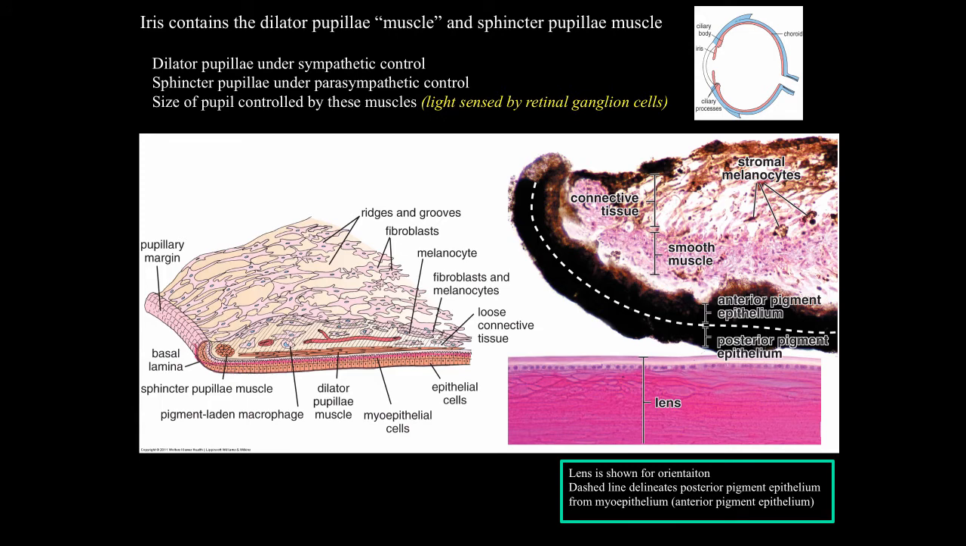The iris contains the dilator pupillae muscle, and again I put that in quotes because it's not a true smooth muscle, the myoepithelial cells, and then the sphincter pupillae muscle, which is a true smooth muscle. In the histological image, this is showing the sphincter pupillae muscle. The dilator pupillae is under sympathetic control, the sphincter pupillae is under parasympathetic control, and the size of the pupil is regulated by these muscles, and light sensed by retinal ganglion cells plays a role in establishing a reflex arc to control the contraction of these muscles, and we'll talk about that a little bit later.